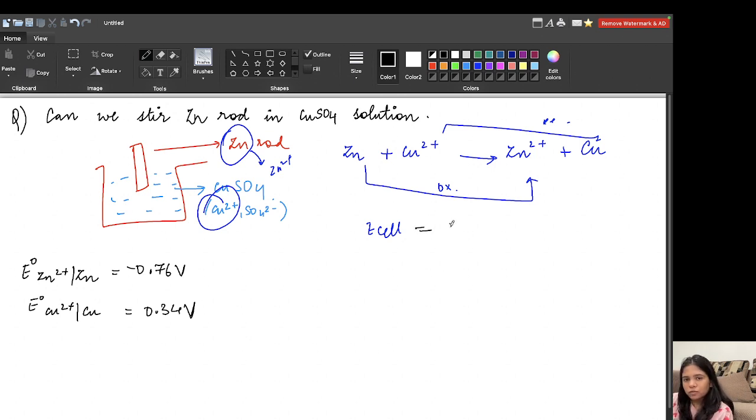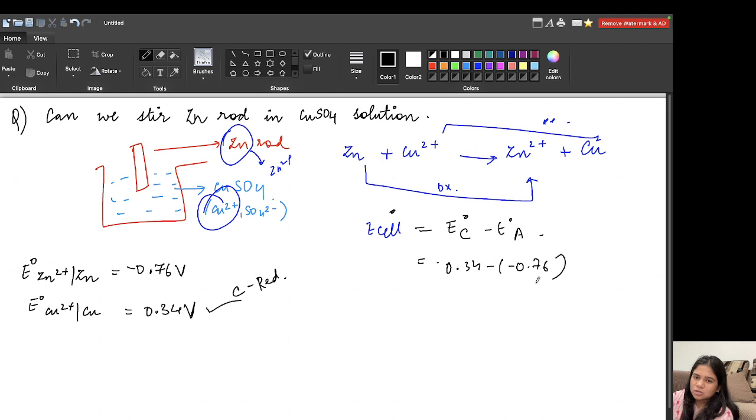So E of cell, just apply the formula, E naught of cathode minus E naught of anode. Which one was your cathode? Cathode is this one because it's undergoing reduction. Whatever is undergoing reduction, that's your cathode. So 0.34 minus of minus 0.76. So E naught is coming positive, obviously, right? 1.10 volt. So because it is becoming positive, you get E of cell as positive. So whenever E cell comes positive, it means the reaction is feasible. So the reaction will happen. Zinc will dissolve in copper sulphate. So it is not advisable to stir a zinc rod in CuSO4 solution.